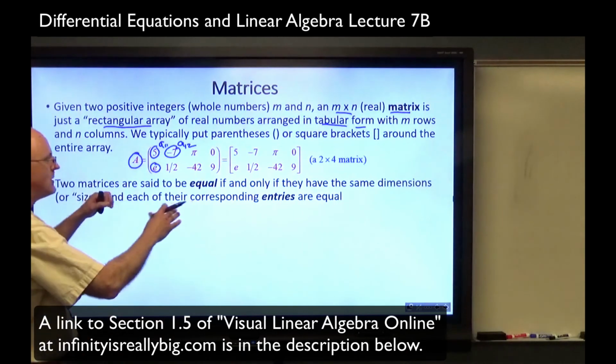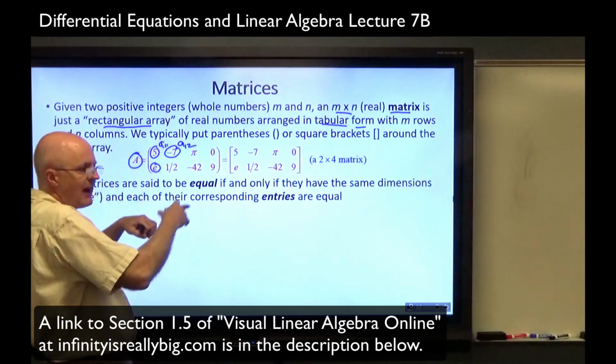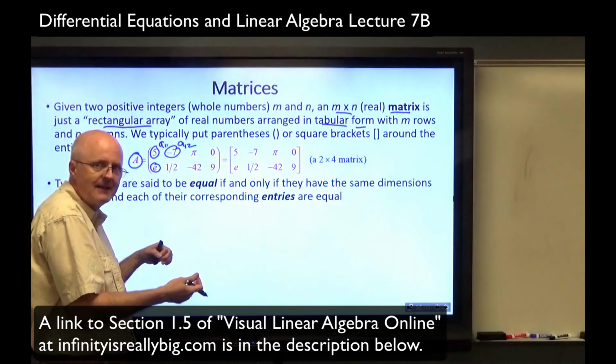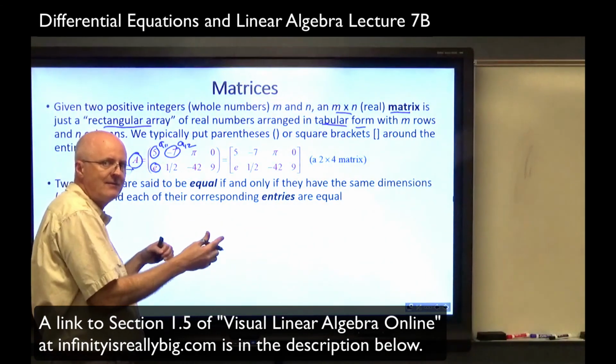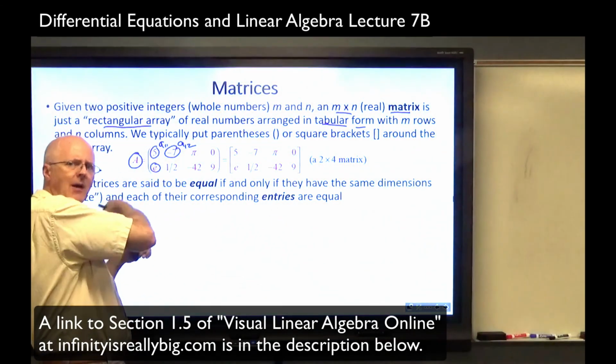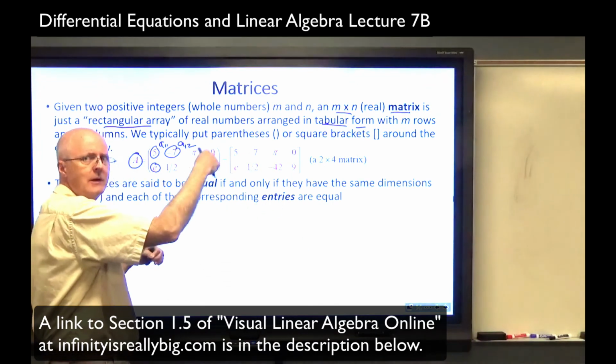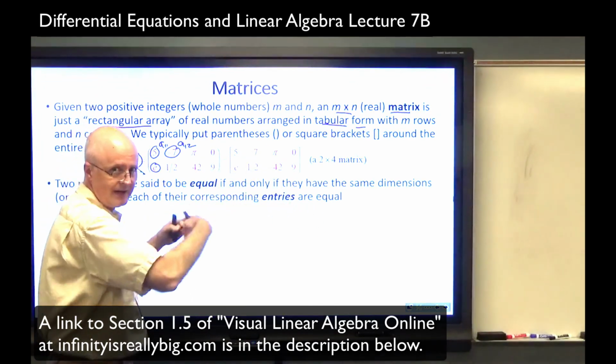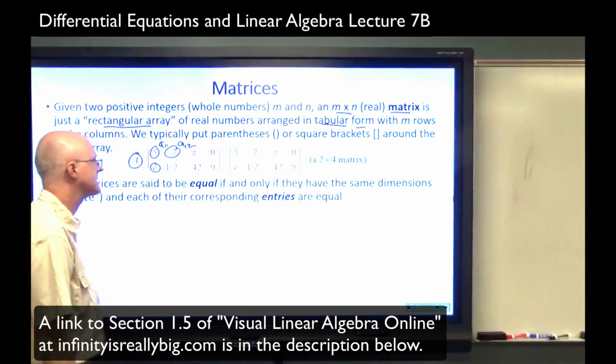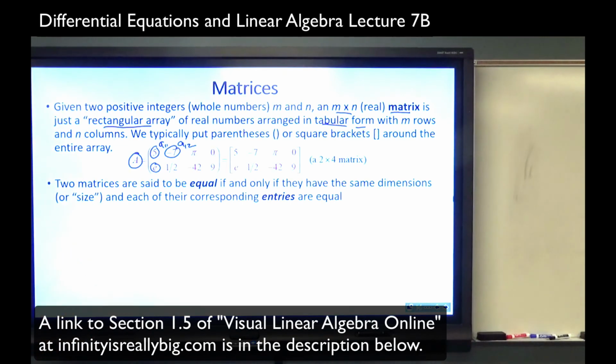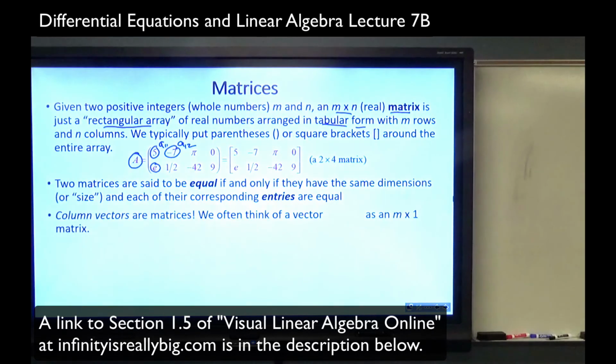Okay, so you've got two 14 by 23 matrices. They're going to be equal if and only if, calling them A and B, A11 equals B11, A12 equals B12, A13 equals B13, etc. They have to have the same numbers in the same positions, and they have to have the same dimensions or size, same number of rows and same number of columns.